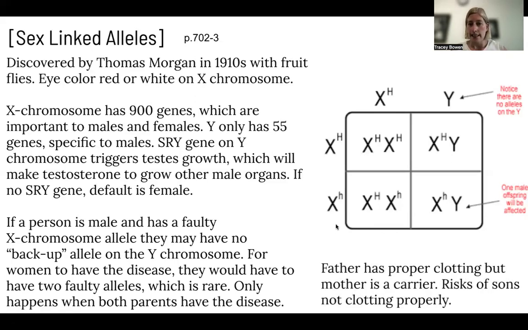So in this case, this is for hemophilia here. And so we can see if the mom is a carrier for hemophilia and the dad does not have hemophilia, then in this case, we would have a 25% chance of the children having hemophilia, but a 50% chance of the male children having hemophilia.